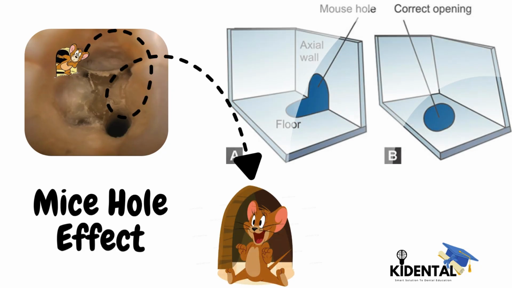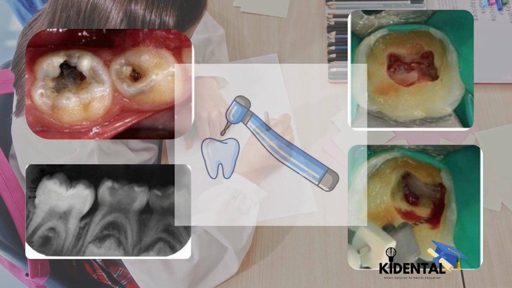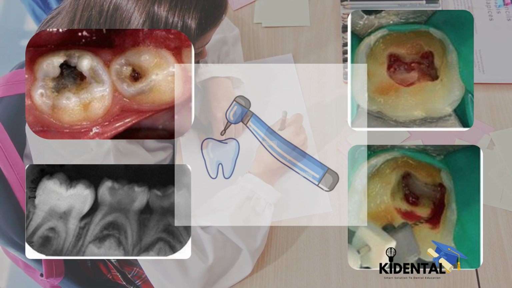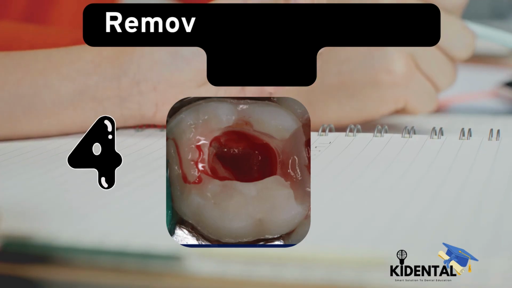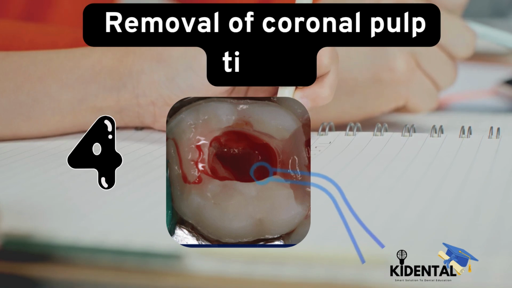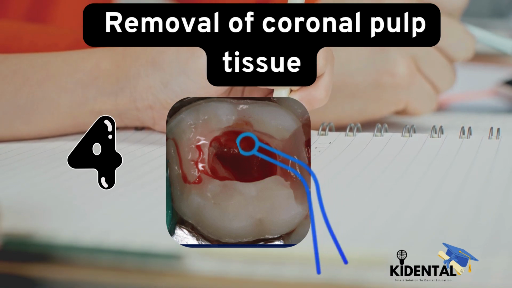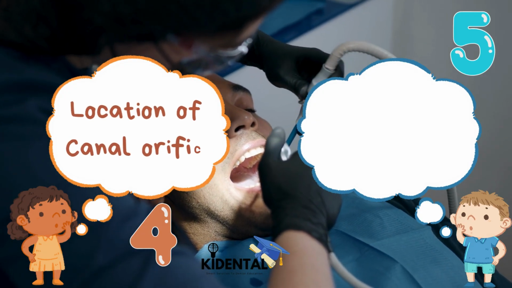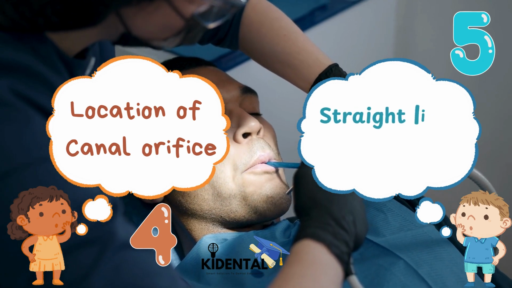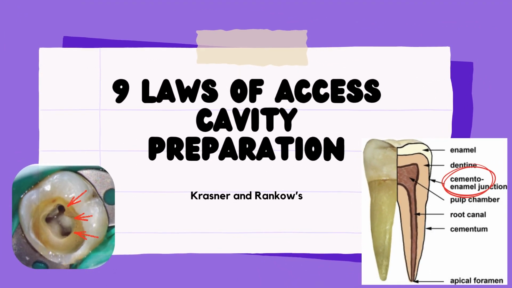Yes, exactly. If the lateral wall of the access cavity is insufficiently extended, the pulp horn portion of the orifice remains within the wall, which looks similar to the mouse hole. It can be prevented by extending the lateral walls of the cavity after deroofing the pulp chamber. This forms the fourth objective of access opening. Following this, the location of the canal orifice and achieving the straight line access to the root canals forms the fourth and the fifth objective of access cavity preparation.